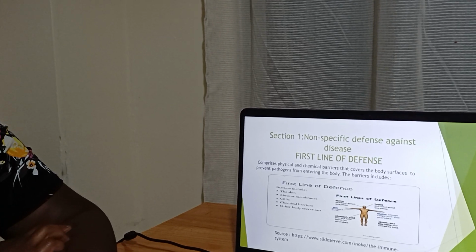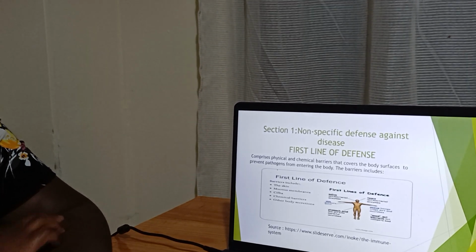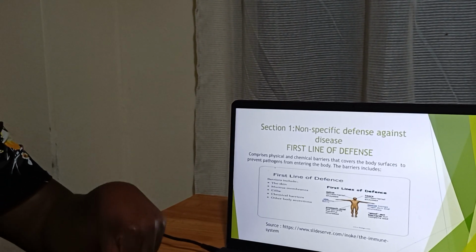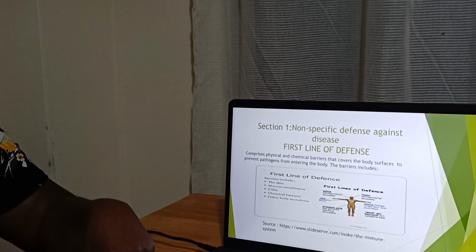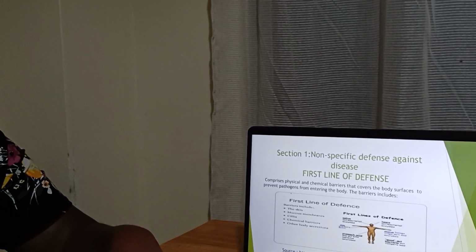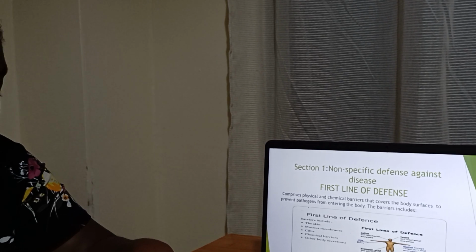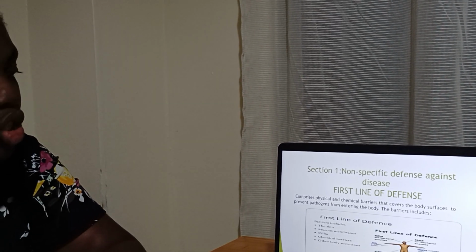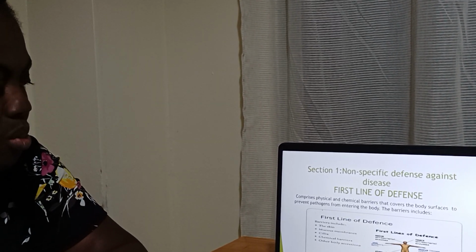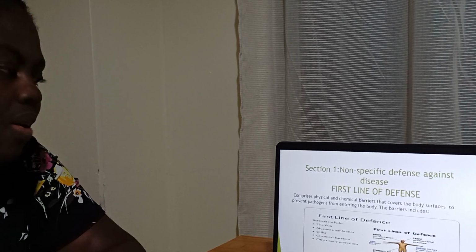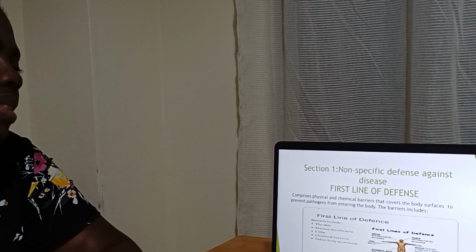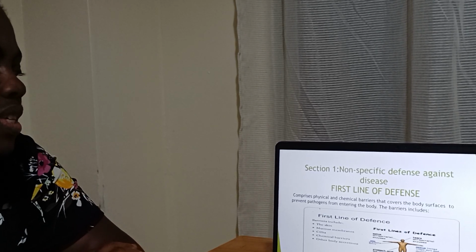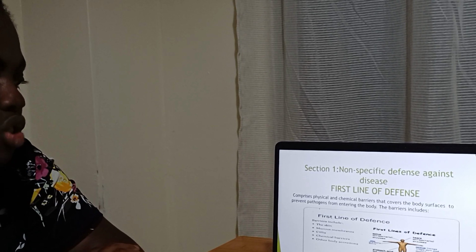Now, the non-specific defense against diseases is the body's first and second line of defense, which are present from birth and respond to pathogens in the same way. So the first line of defense comprises physical and chemical barriers that cover the body's surfaces to prevent pathogens from entering the body.